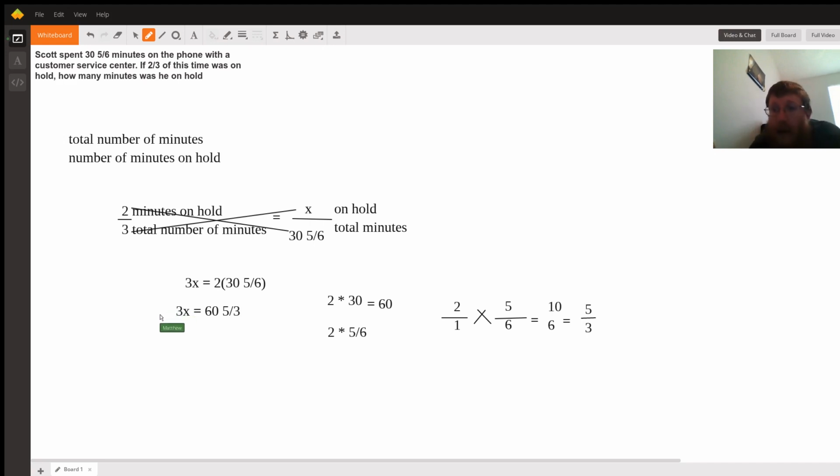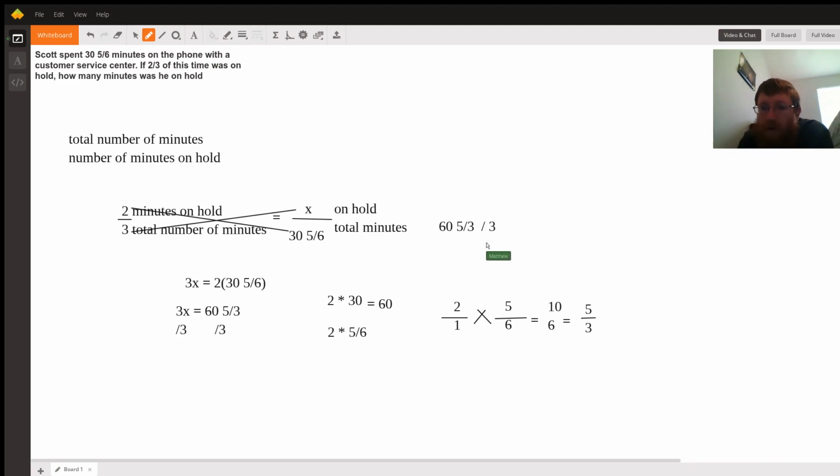And so then how do we get that x by itself? We have to undo whatever's been done there. What's been done is 3x. And in algebra, if the 3 and the x are touching and they don't show anything in between them, that means they're multiplied. So to undo that, we divide by 3 on both sides. That means we divide this whole side by 3. So then we have our 60 and 5/3 divided by 3.